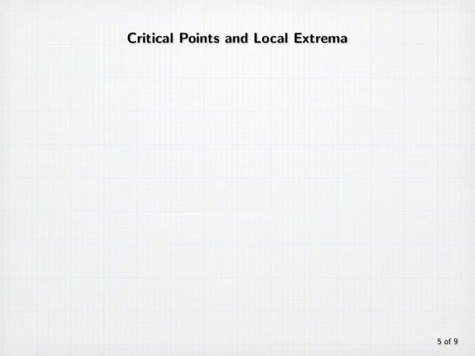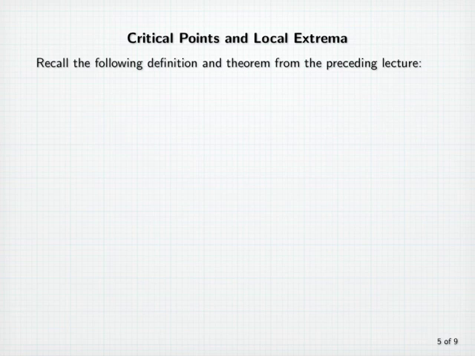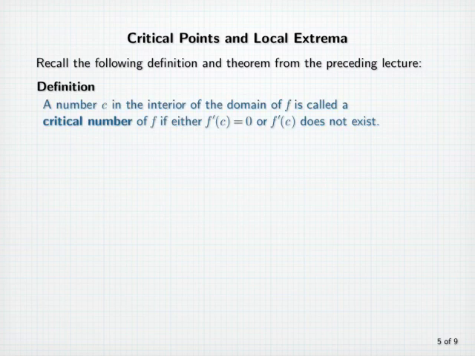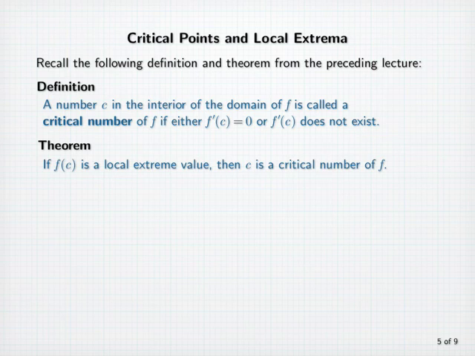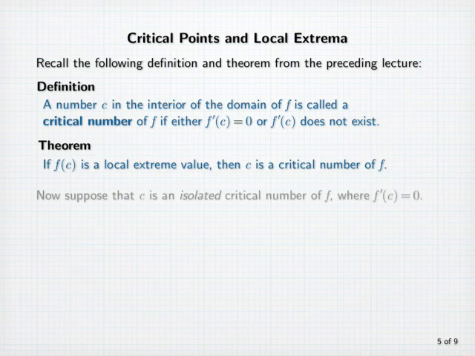Critical points and local extrema. Recall the following definition and theorem from a preceding lecture. A number c in the interior of the domain of f is called a critical number of f if either f prime of c equals 0 or f prime of c does not exist. If f of c is a local extreme value, then c is a critical number of f. Now suppose that c is an isolated critical number of f where f prime of c equals 0. That is, there's an interval surrounding c that contains no other critical numbers of f.